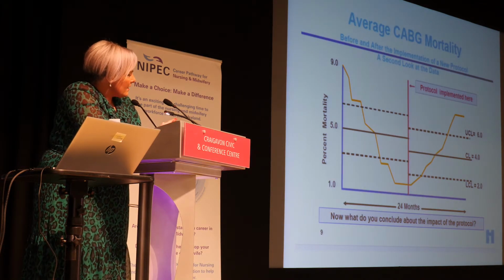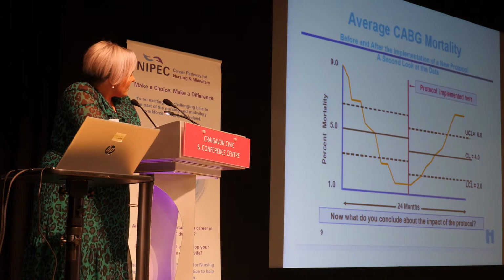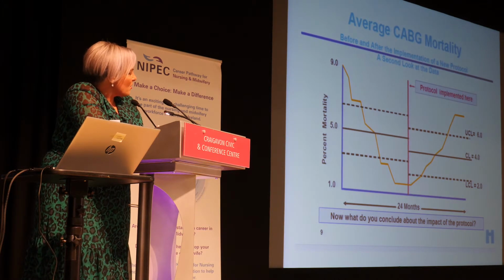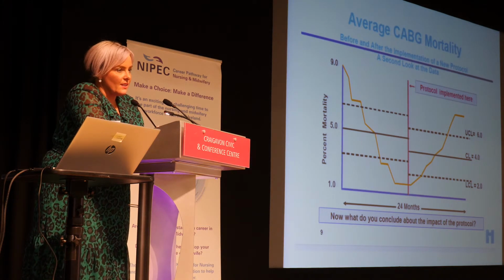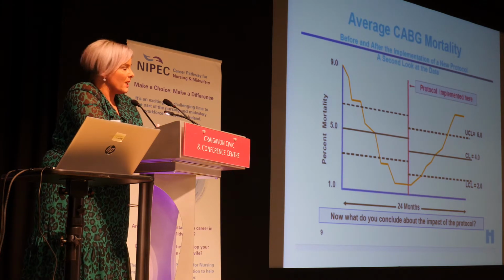Now here's the same data presented in a control chart for us to understand the variation. On the left-hand side, you'll see that the mortality starts at 9% and goes down to just above 1% at the point of 12 months when the protocol was implemented. But what actually happens after the protocol is implemented is that the mortality increases and continues to increase. Because we looked at only 2 points in time, we concluded that the protocol was very successful, when in fact, when you look at the data this way, the mortality is going up again.